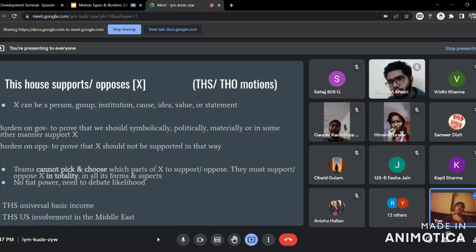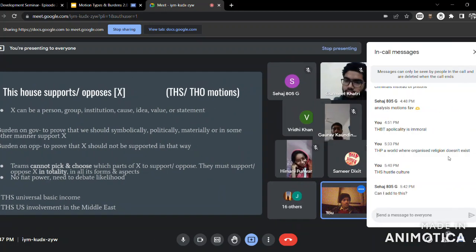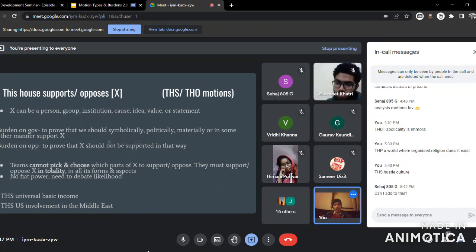Is fiat only used in policy making debates, or is it used in other debates as well? So fiat is used in policy debates. It's also sometimes used to some extent in actor debates. I'll get into that when I explain actor motions, which is the last part of this workshop. But yeah, mainly in policy debates, to some level in actor debates as well. There is a difference in fiat there. I'll get into that then.